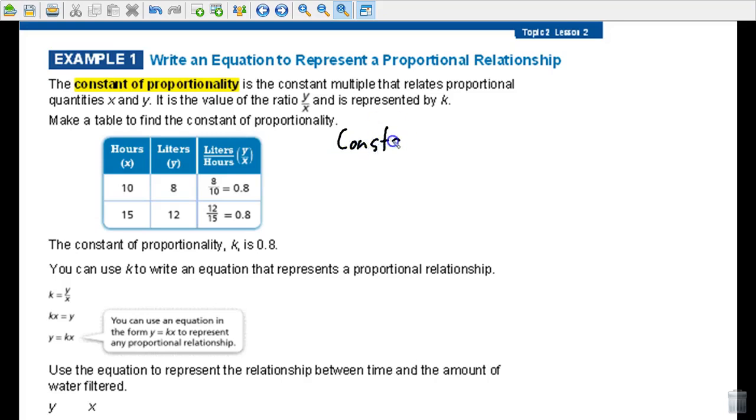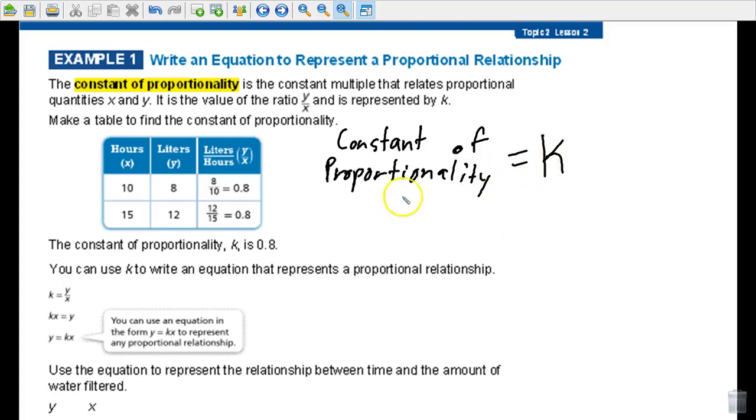Constant of proportionality equals K. Okay? And K equals y over x. That's how you find out what K is. So when you get this table, you look at this row, I'm like, okay, I need to find out what K is. Let's work it out.